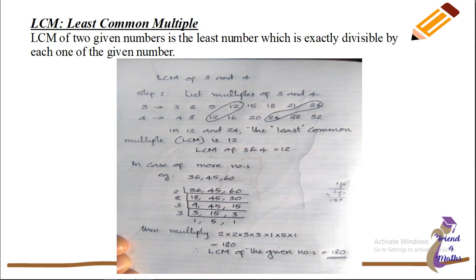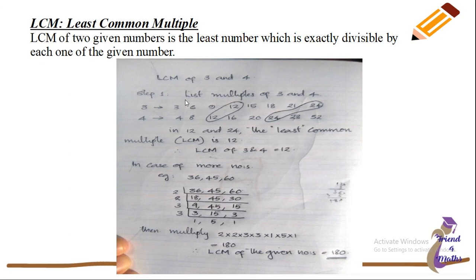Next is least common multiple. To find the LCM of two numbers, there are two methods. In the first method, we can list out the multiples of each number like this. Here, the multiples of 3 and the multiples of 4 are listed out like this. And from this, the common multiples are selected. Here, 12 and 24 are the common multiples.